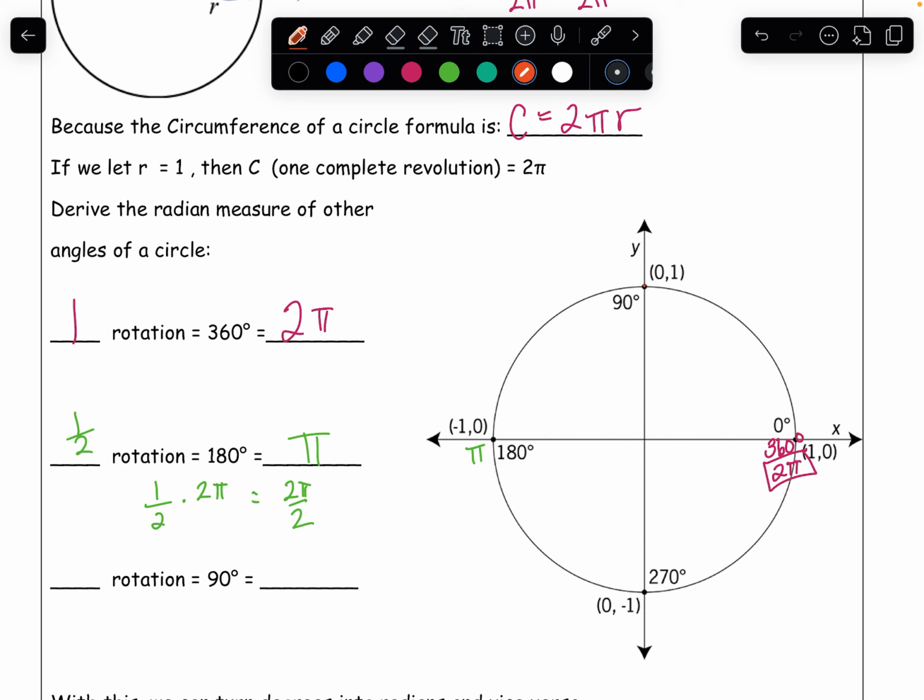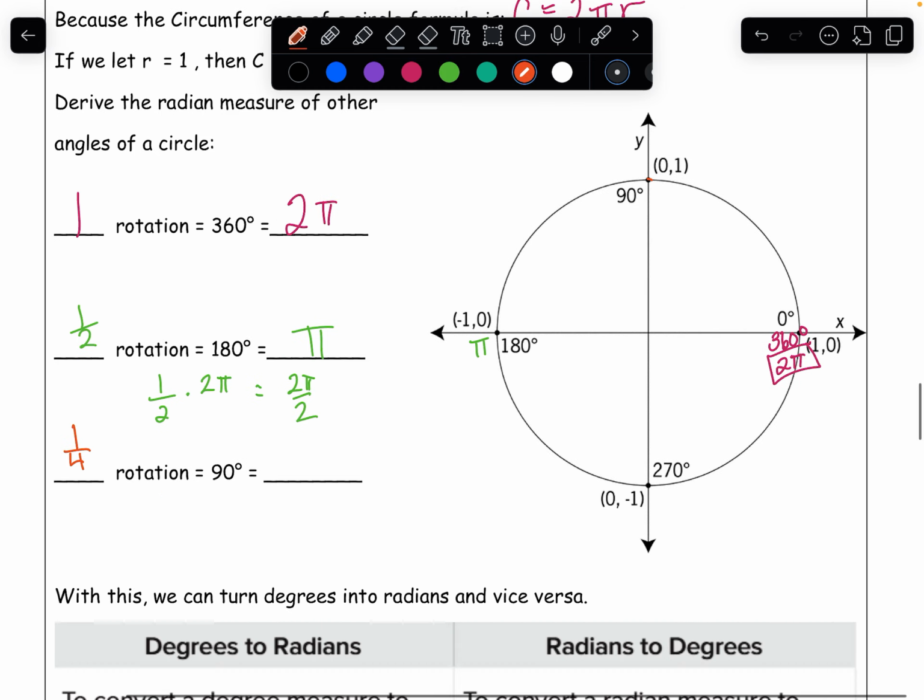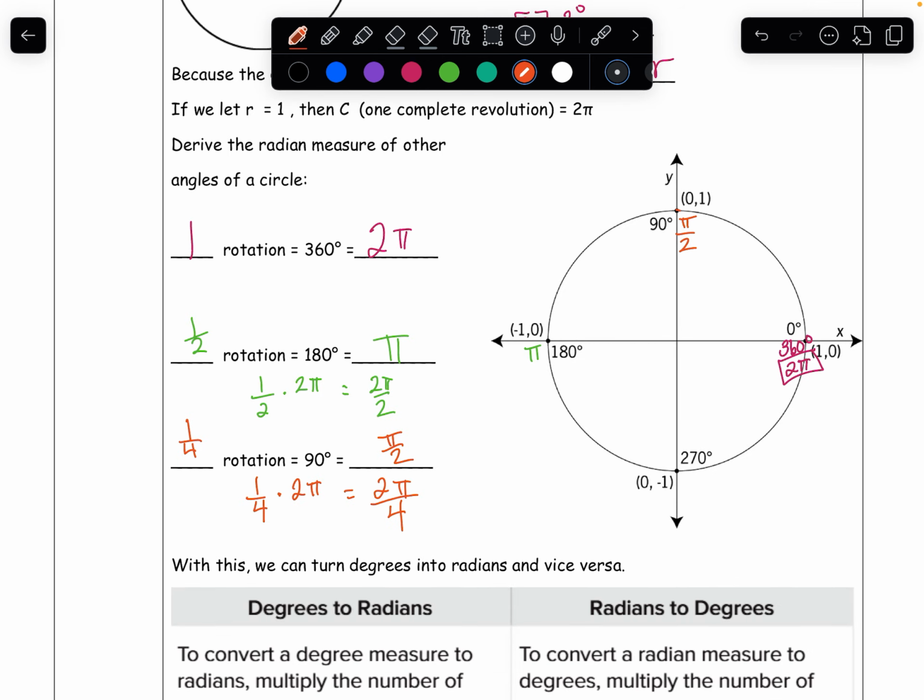Now 90 degrees is 1/4 of a rotation. So 1/4 of 2 pi, we would get 2 pi over 4 because we multiply across, which simplifies to pi halves. Eventually you will start to remember these.